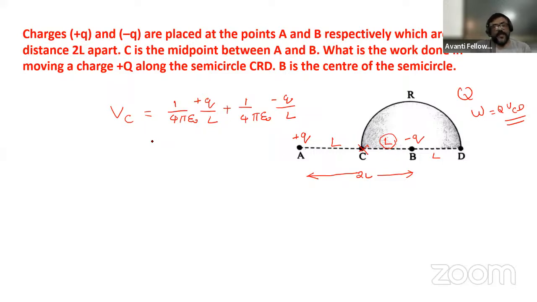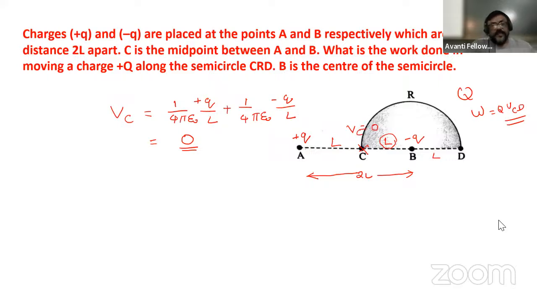So when you add this, what happens? We have the same 1 by 4 pi epsilon 0 on both sides, and L on both. Here we have positive Q, here we have negative Q. The magnitudes are equal, but one is positive and one is negative. So definitely they will add to give 0. So what you can say about the point C: VC is at 0 potential.